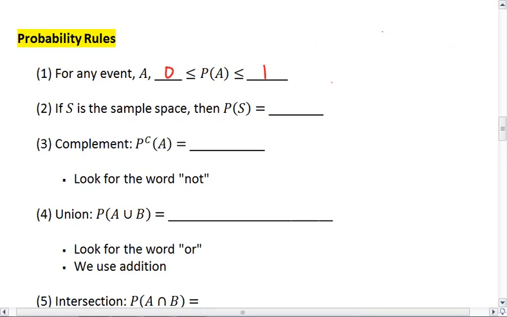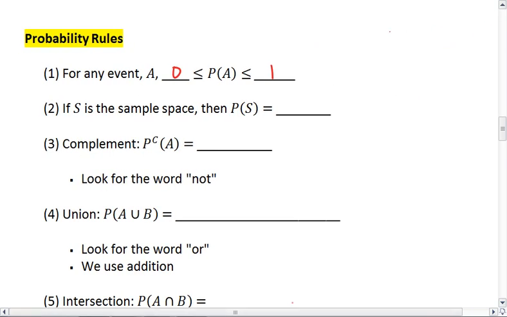Alright, sample space. If you have a sample space S and you want to know the probability of the sample space, that is always 1. So the probability of getting something in your sample space, which is your list of possible outcomes, is 1. It's always going to happen. That's the example of the probability of rolling a 1 through 6. You're always guaranteed to roll some number 1 through 6, so the probability of getting any one of those 6 numbers is 1.